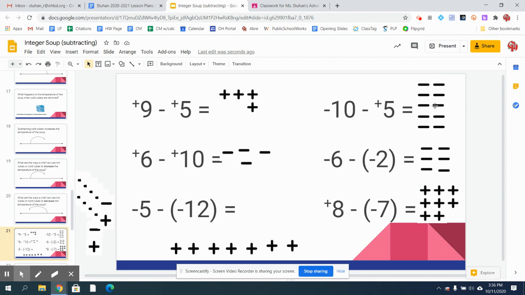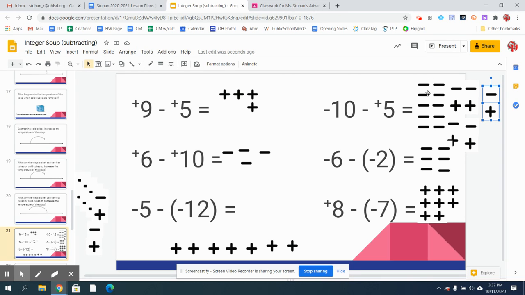All right, let's go ahead and tackle this negative 10. We're going to subtract positive 5. We don't have any positives to subtract. So guess what? We got to add zero pairs again. So here is a zero pair. Here's a zero pair. Here's a zero pair. And I think we need one more zero pair. All right, so now we have enough positives to subtract our positive 5.